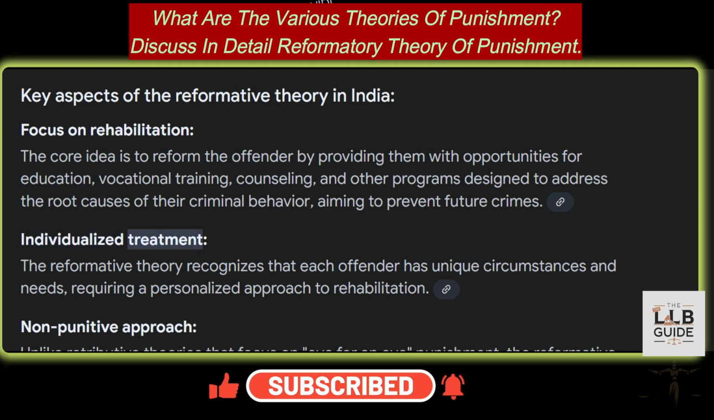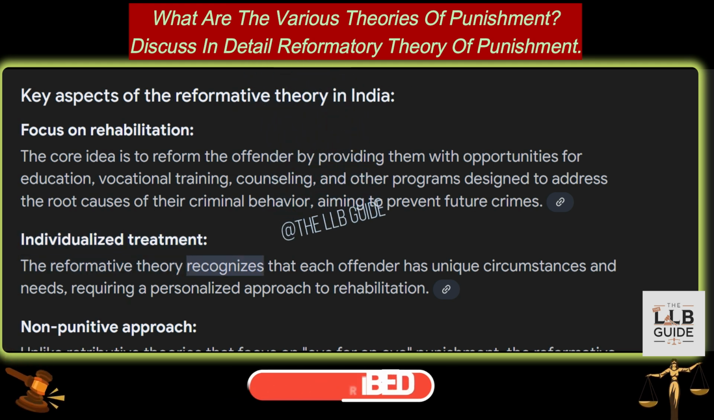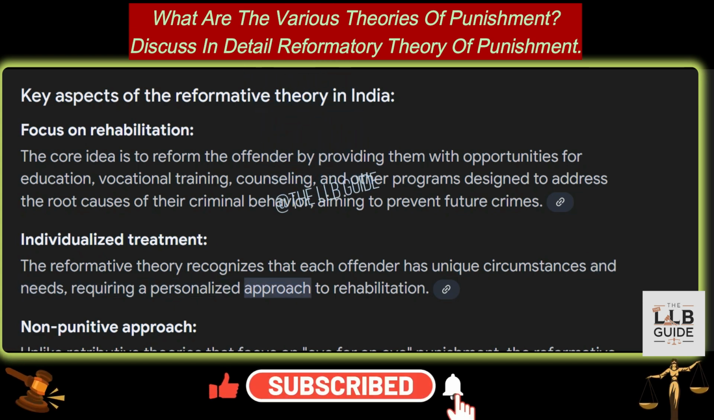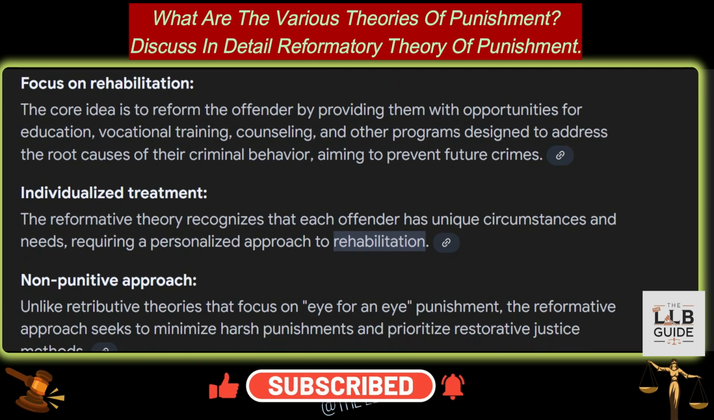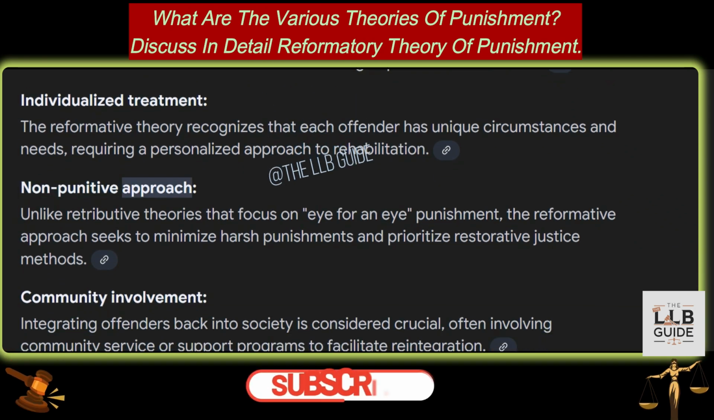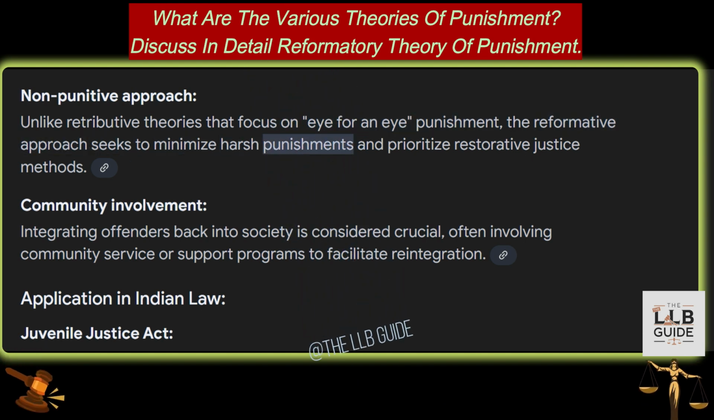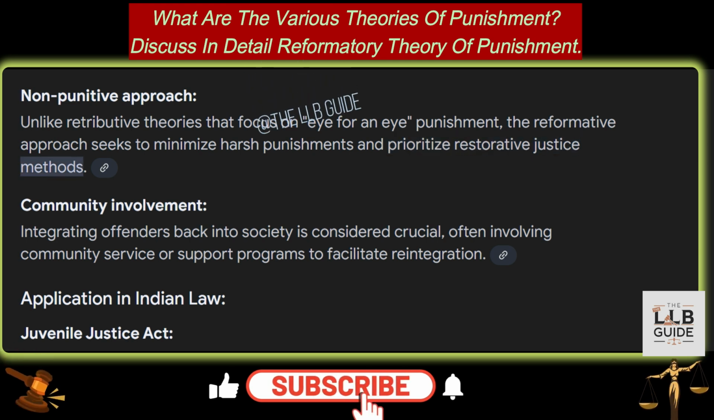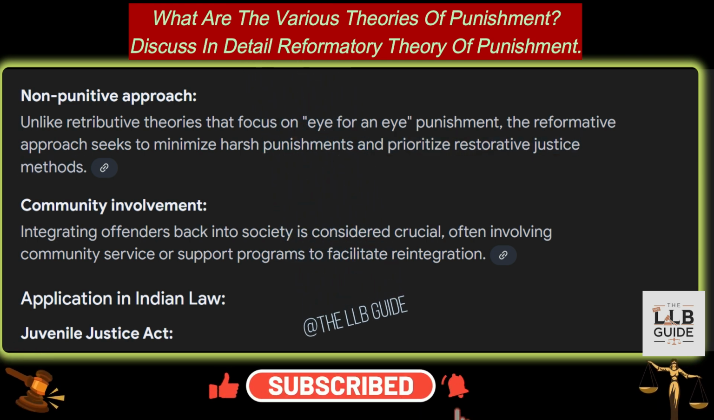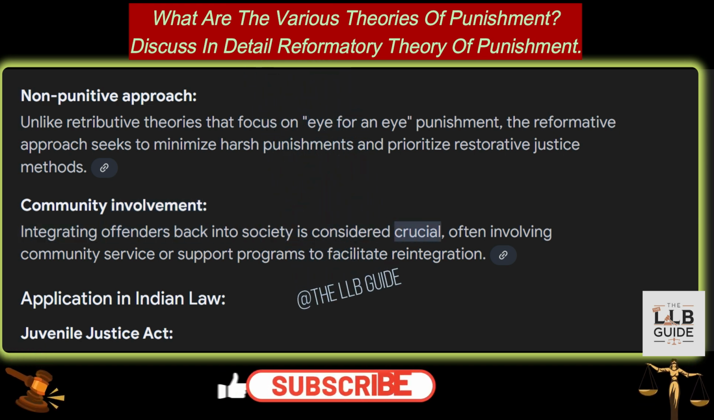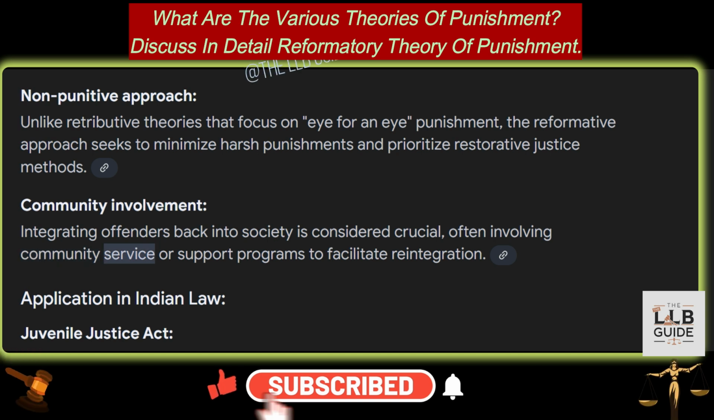2. Individualized treatment. The reformative theory recognizes that each offender has unique circumstances and needs, requiring a personalized approach to rehabilitation. 3. Non-punitive approach. Unlike retributive theories that focus on eye for an eye punishment, the reformative approach seeks to minimize harsh punishments and prioritize restorative justice methods. And 4. Community involvement. Integrating offenders back into society is considered crucial, often involving community service or support programs to facilitate reintegration.